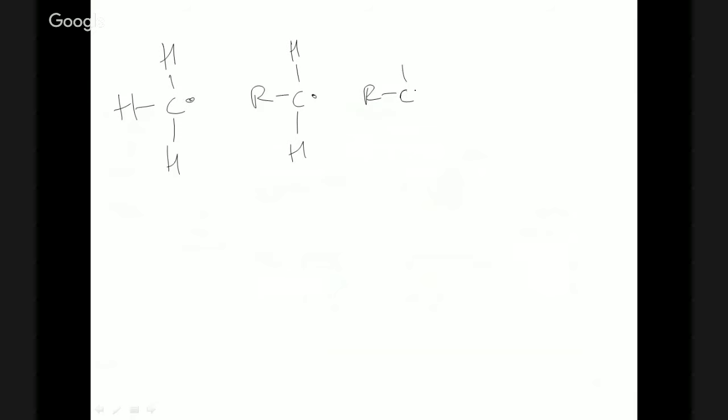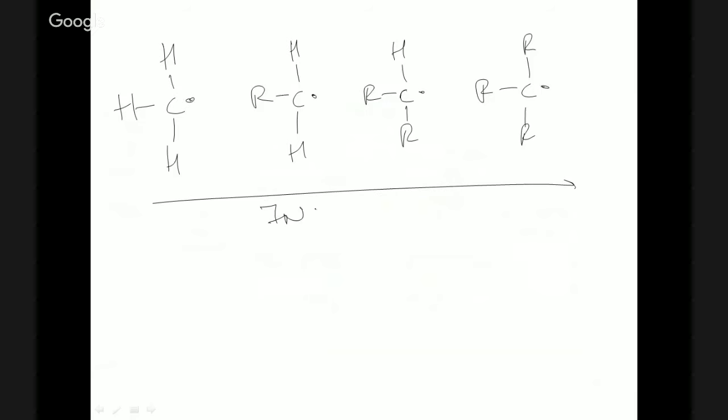We have methyls, those special primaries, secondaries, and tertiaries. Increasing stability. Increasing stability of the radical by these slightly electron donating alkyl groups. So that all follows the trend of carbocations. That part's pretty straightforward.